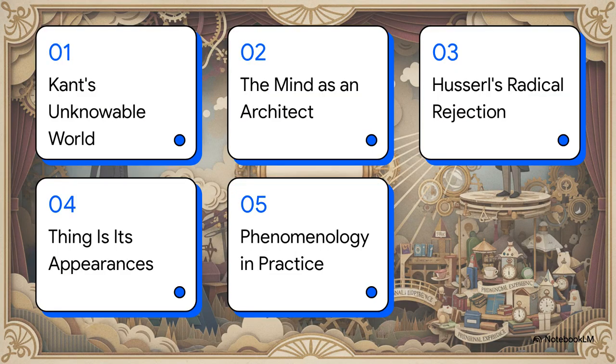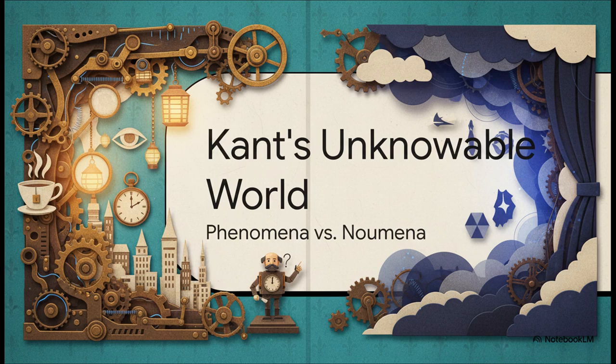So here's the plan. We'll start by really digging into Kant's incredibly influential model of reality in the mind. Then we'll see how Husserl just systematically dismantles it, piece by piece. And finally, and this is the important part, we'll figure out what this huge shift means for you as someone who actually wants to practice phenomenology. Okay, let's start with Kant's framework.